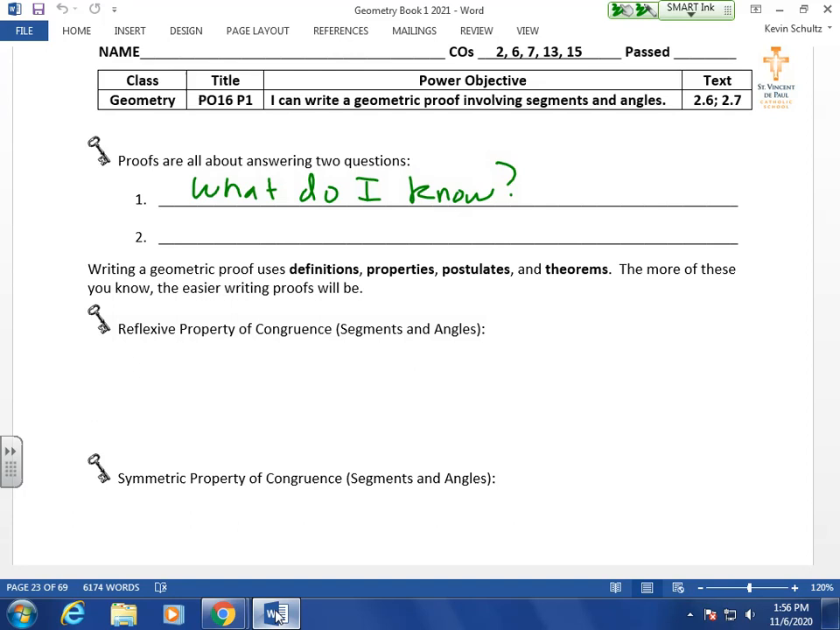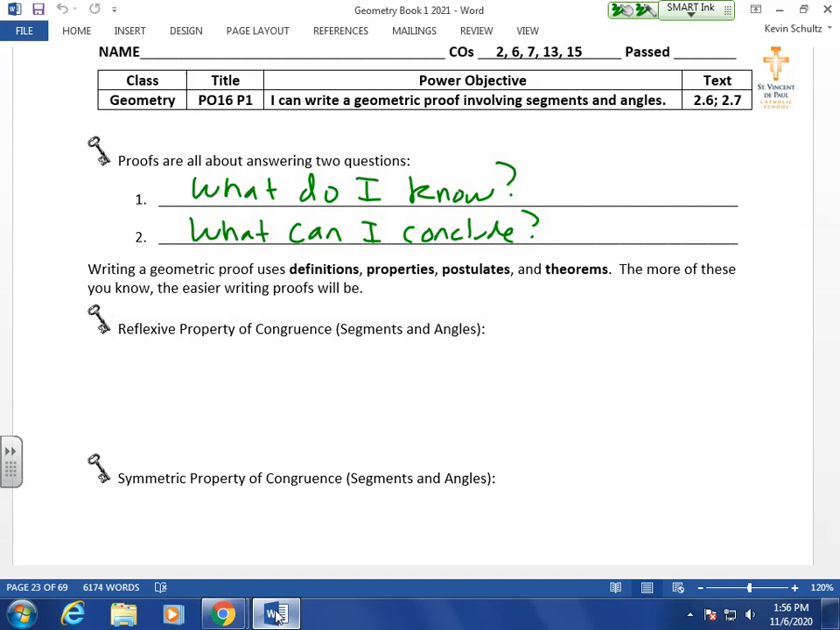And then number two, this is the meat of it here. What can I conclude? Based on the information that you know, what conclusions can you make? And that's going to help you weave your way through the proof to the proving statement.